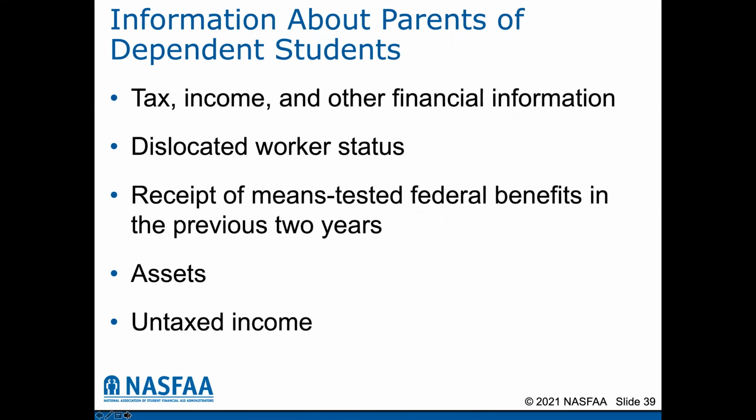Information about the parents of dependent students. They are going to ask for tax income and other financial information. They're going to look for, are you a dislocated worker? Are you a recipient of means tested federal benefits in the previous 2 years, SNAP benefits, free reduced price lunch? Your assets, your stocks, bonds, CDs, cash savings, checking accounts. Your assets do not include your primary residence, but if you do have rental property, we need to know the asset on that. And then any other untaxed income.